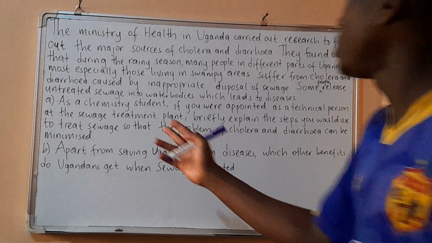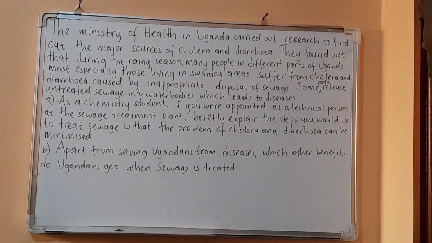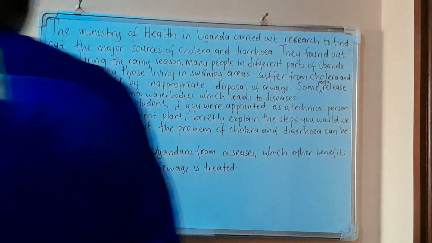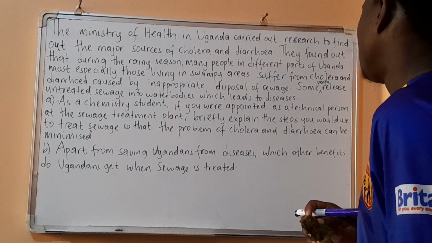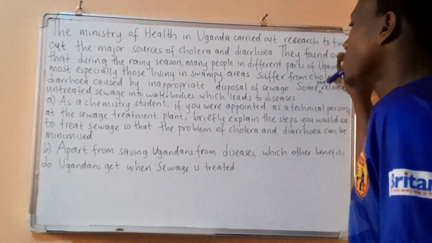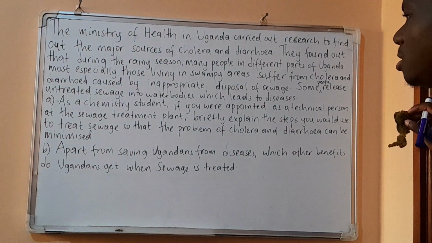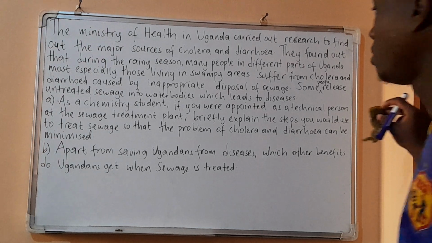Now, part A, as a chemistry student, if you were appointed as a technical person at the sewage treatment plant, briefly explain the steps you would use to treat sewage so that the problem of cholera and diarrhea can be minimized. I think this question was carrying around 16 scores. So they want you to briefly explain the steps you would use to treat sewage. Let me hope you've taken note of this question.